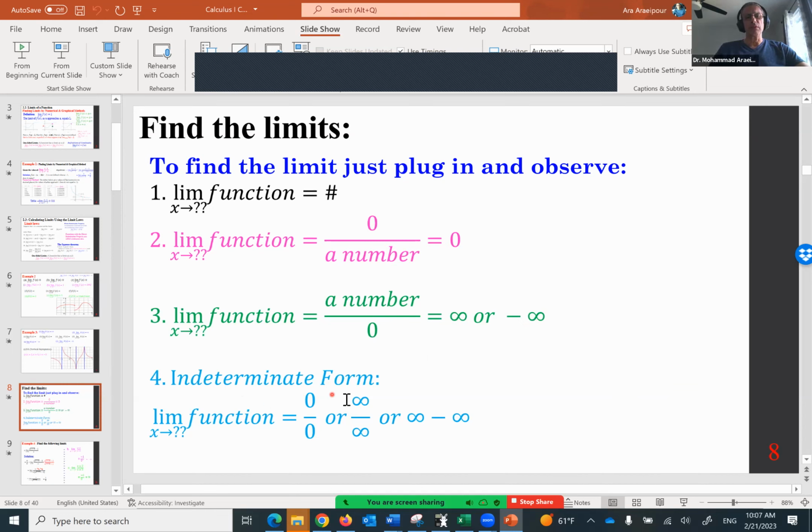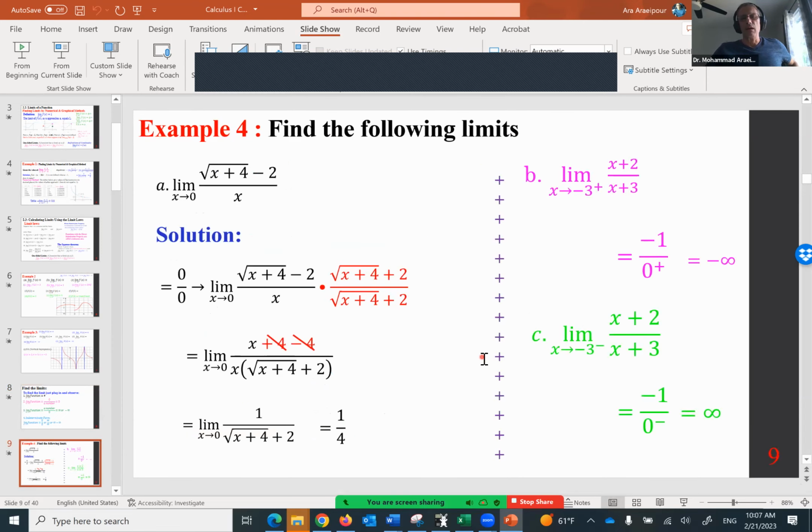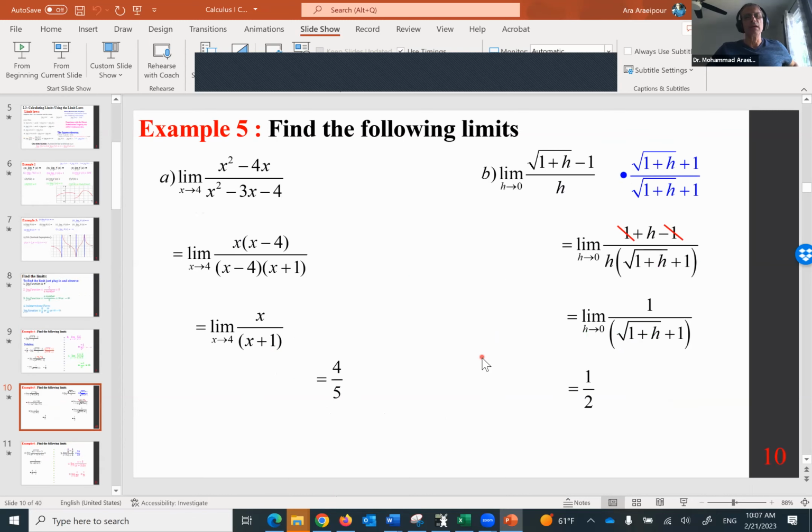Mostly we end up with an indeterminate form. Some indeterminate forms are as follows: 0 over 0, infinity over infinity, infinity minus infinity. In these cases, the first one, we end up with 0 over 0. Conjugate is the answer. For parts B and C, we have to figure out the denominator, whether 0 approaches from the left or right.